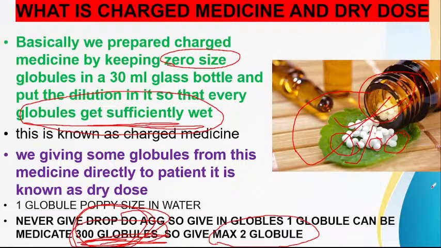For those who are in clinical practice, I would like to tell that here there will be a cap, a white cap, and on the top of the white cap you can write the name of the medicine, like Bryonia. So on the top you can write Bryonia 30, and on the glass there are stickers available which will be permanent. So with similar looking glass bottles, we will not get confused. So this is all about charged medicine and dry doses.